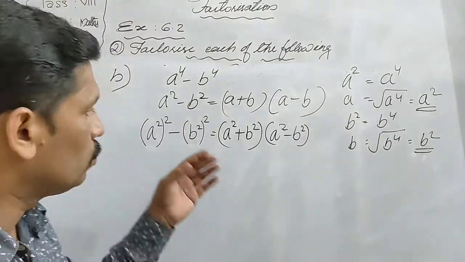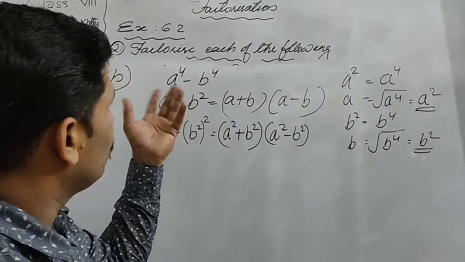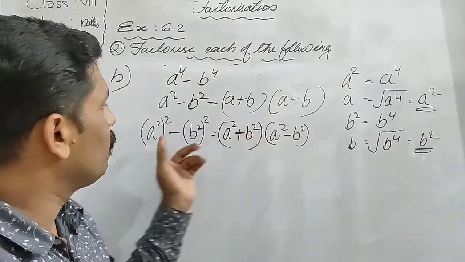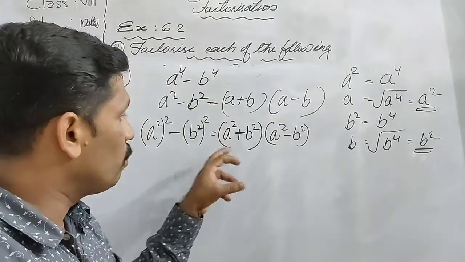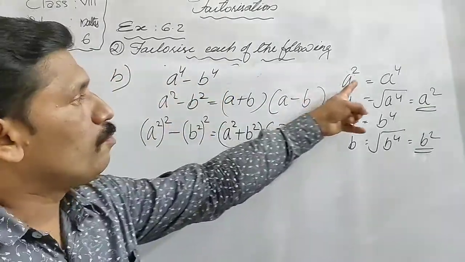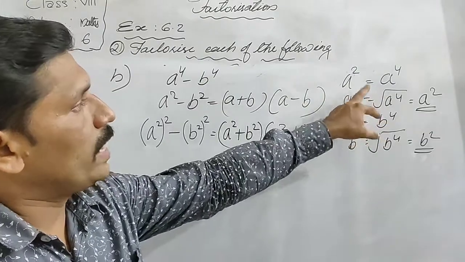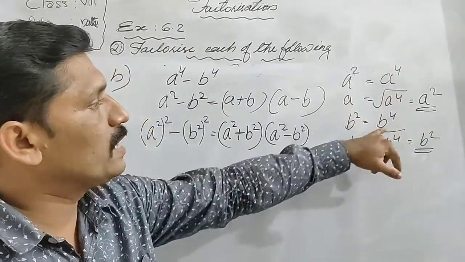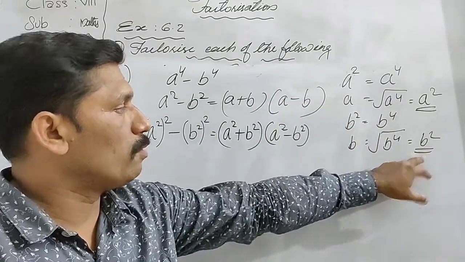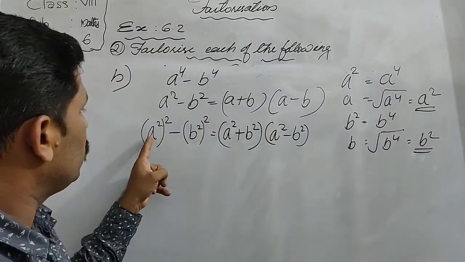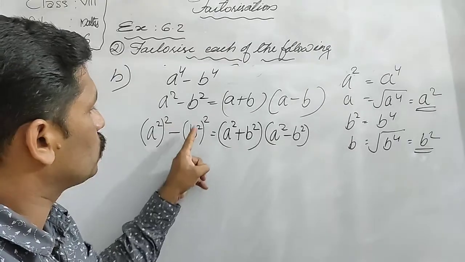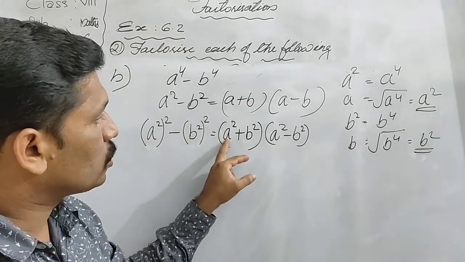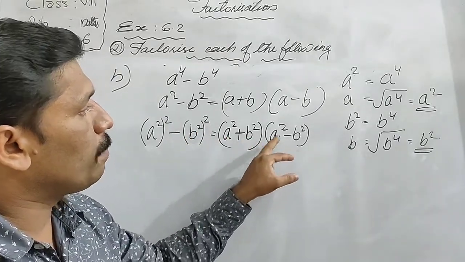So students, I think you are not confused, because the identity has the same variable and the question also has the same variable, so don't be confused. So here we found out what a square is. A square means a power 4, therefore a means a power 2. B square means b power 4, therefore b means b power 2. Therefore a square we write (a square) all square, and b square means (b square) all square, is equal to (a square plus b square) and (a square minus b square).